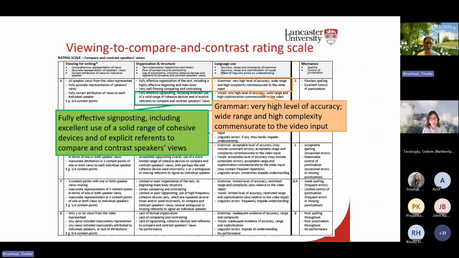An example of a language use descriptor for grammar, for example, is very high level of accuracy, wide range and high complexity, commensurate to the video input. And this is again important because the input offers a lot of language, and so you also judge this relative to the complexity of the input in the video.